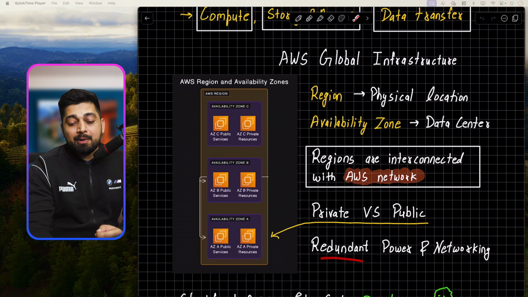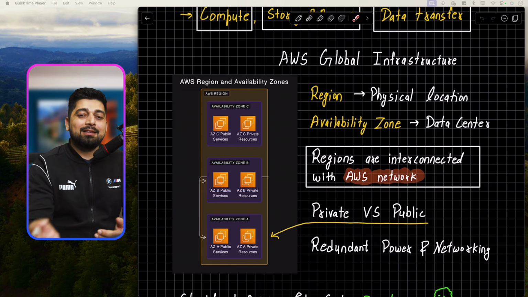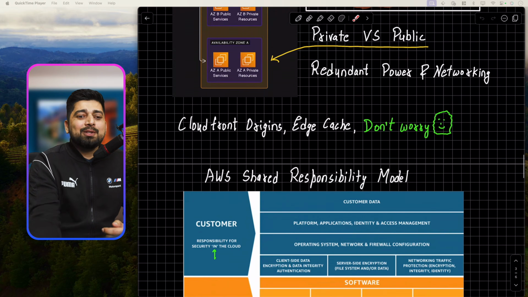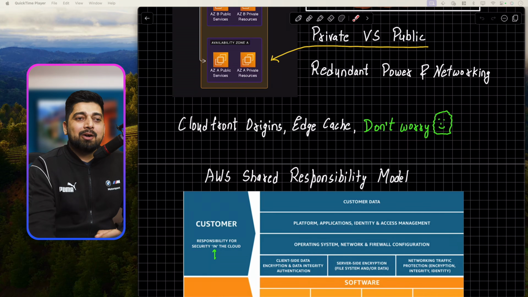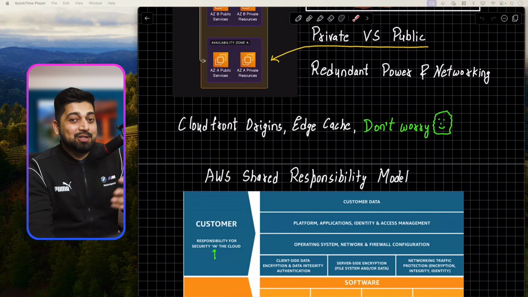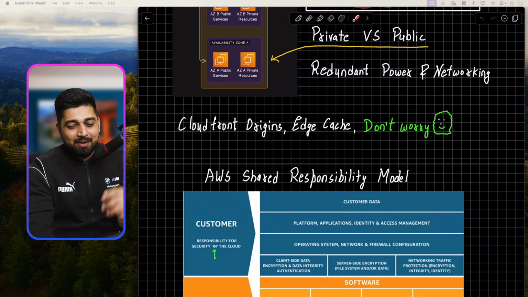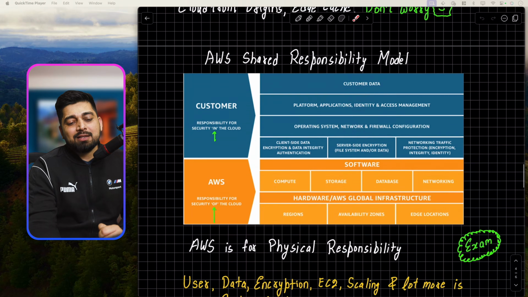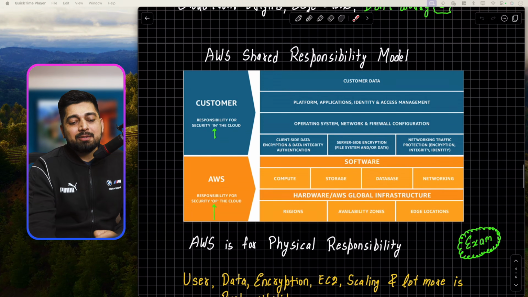Of course, redundant power and networking doesn't need to be said after so much time. Yes, everything needs to be redundant. Nothing can go down. There is so much more in AWS to discuss, and these days especially you need to know it, but we'll not discuss it right now. There is CloudFront, origins, and the edge. These days computing happens on the edge as well, especially with Next.js, Vercel, and a lot of them. But don't worry, we'll talk about that. Now, this is one of the common questions that is asked in a lot of exams.